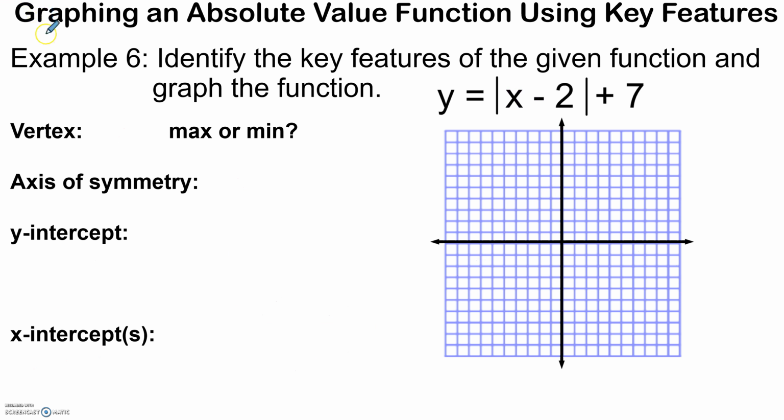Try your best at example 6. Find the key features. Graph that graph. So our vertex is at the point (2, -7).